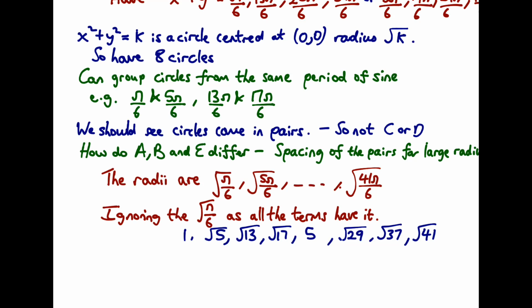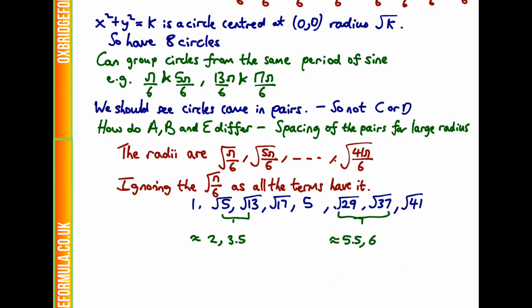And so the gap between the first pair and the second pair is the same as the gap between root 13 and root 5. And the gap between the third pair of circles and the last pair of circles is the gap between square root of 29 and the square root of 37. So let's work these out. Square root of 5 is approximately 2, and square root of 13 is approximately 3.5. And similarly, we can approximate these 2 numbers as 5.5 and 6. So we see that the gap between the first pair of circles and the second pair of circles is almost 3 times larger than the gap between the third pair and the fourth pair of circles. So we must be in option A.